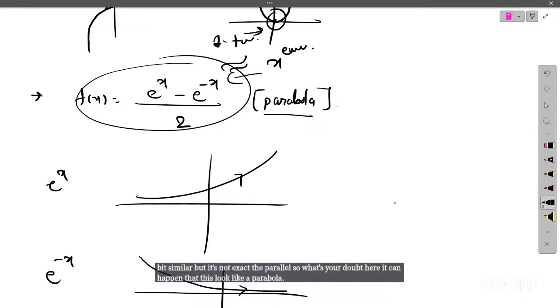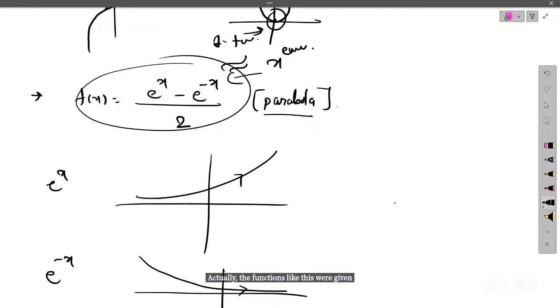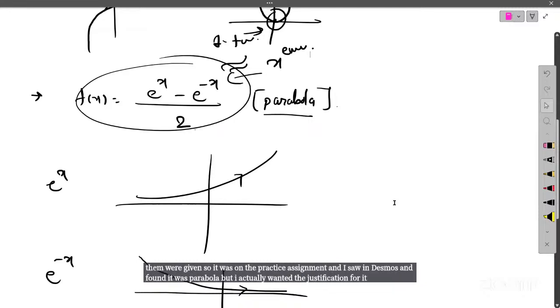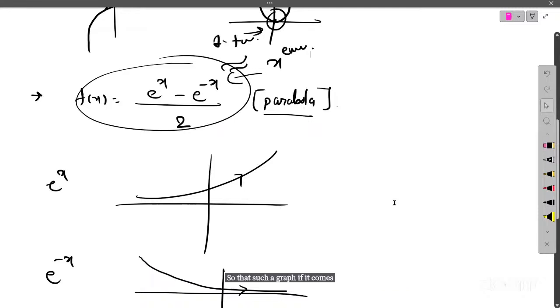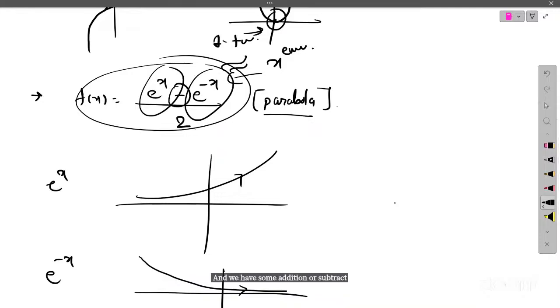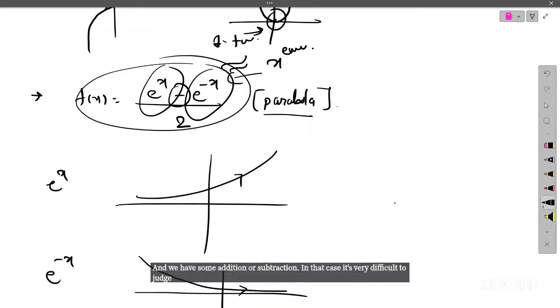No, actually, functions like this were given and the graphs corresponding to them were given. It was in the practice assignment, and I saw in Desmos that it was a parabola, but I actually wanted a justification for it, so that if such a graph comes in the exam, I can tell whether it is a parabola or not, or is there any proof that it becomes a parabola? No, see, when we have this kind of combination, two different kinds of graphs with addition or subtraction, it's very difficult to judge the graph of any function, right?